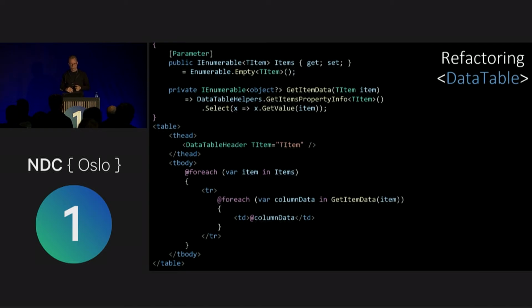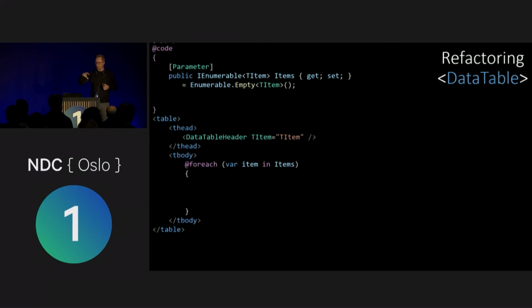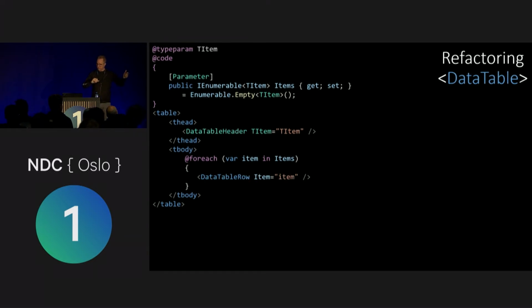So, the next step, as you would imagine, would be to pull out the thing that deals with printing out individual rows and create a data table row component. And again, this component will just take the item in as input.